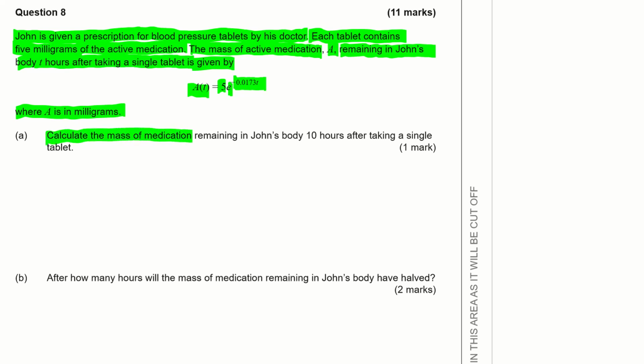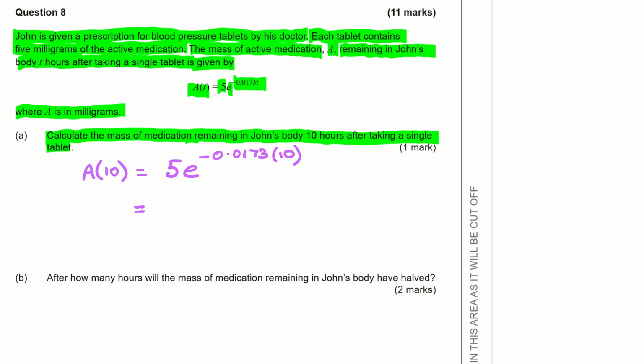Calculate the mass of medication remaining in John's body 10 hours after taking a single tablet. So A of 10 is just going to be 5e to the negative 0.0173 times 10. And we just need to calculate that. And that gives us 4.21 milligrams, correct to 2 decimal places.